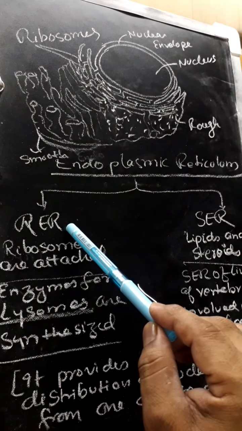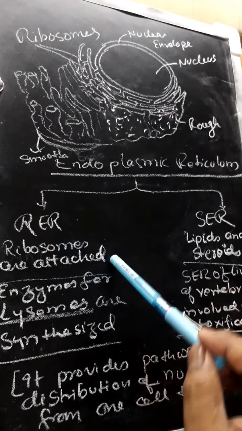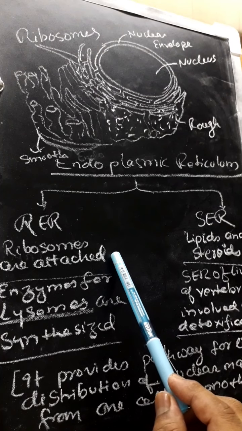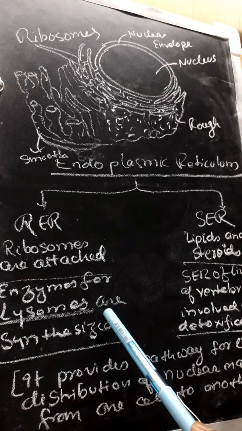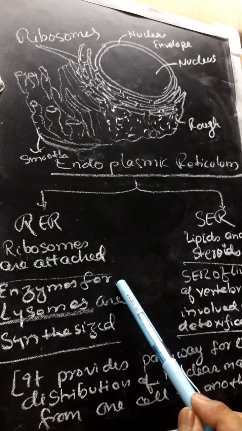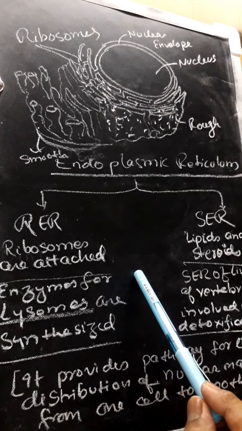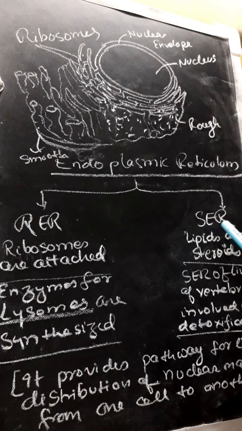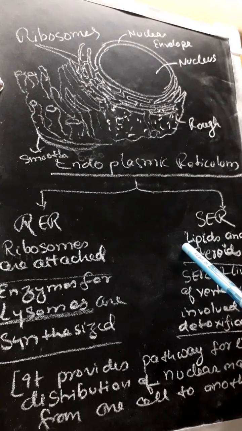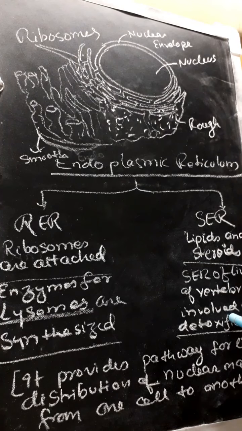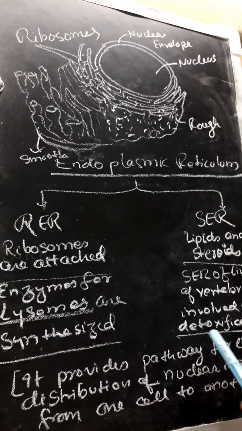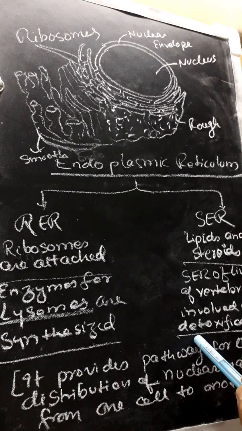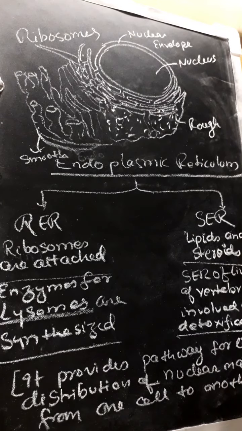Rough endoplasmic reticulum has ribosomes attached to it, which are responsible for synthesis of proteins. Also here, enzymes for lysosomes are synthesized, which are transported to the Golgi bodies, and from there they are transported to lysosomes. Smooth endoplasmic reticulum is responsible for the synthesis of lipids and steroids. And the smooth endoplasmic reticulum of the liver of vertebrates is involved in the process of detoxification. It has a very important role in our cell.